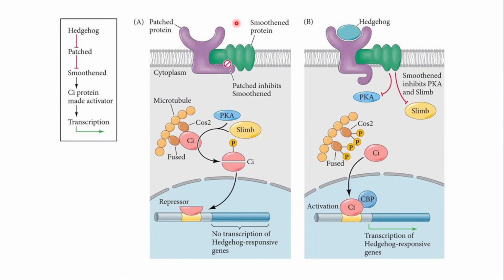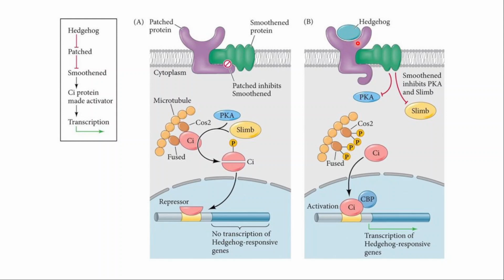So what happens in normal states when there is no hedgehog ligand? The patched protein, the receptor for hedgehog ligand, inhibits smoothened. Smoothened is another membranous protein. Now when this smoothened protein is inhibited, there are two other players which are active, protein kinase A and SLIM. So what do these do? PKA and SLIM cleave the Ci, or cubitus interruptus, which is the mediator molecule of hedgehog signaling. Now they cleave and phosphorylate Ci. Cleaved Ci can go and act as a repressor on responsive genes.